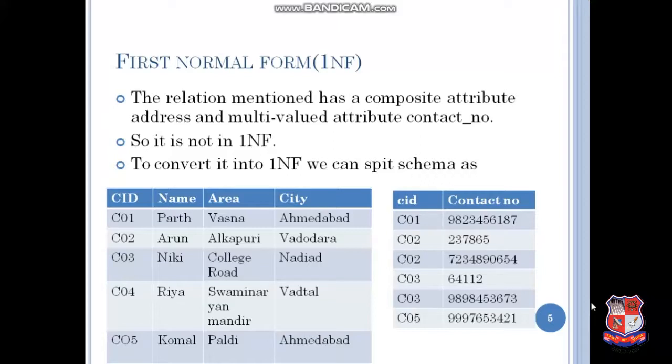CID and contact number. So the contact number, which was a multi-valued attribute, has now been converted into a single valued attribute as shown. As say customer ID C02 had 2 contact numbers, which are inserted in 2 separate rows, and hence in this way the multi-valued attribute is converted to single valued attribute. So now this schema is in first normal form.